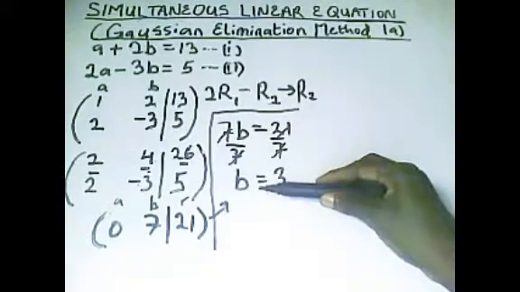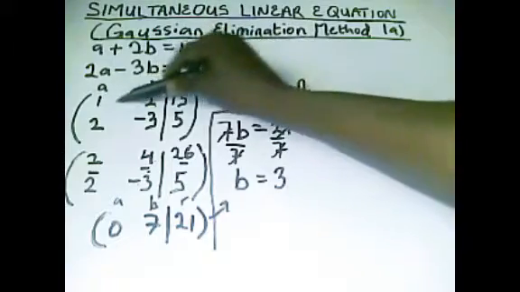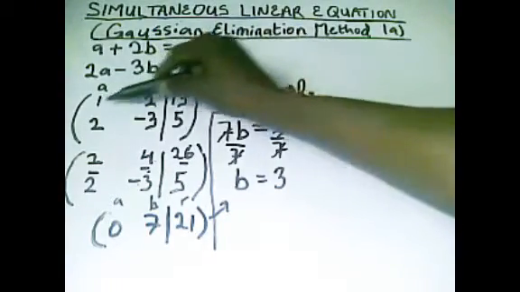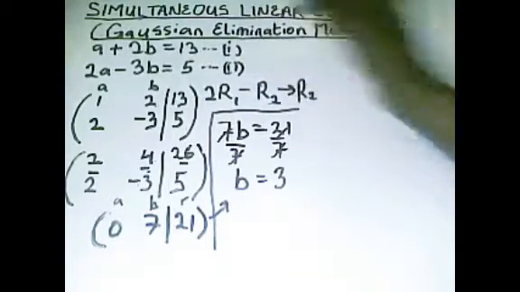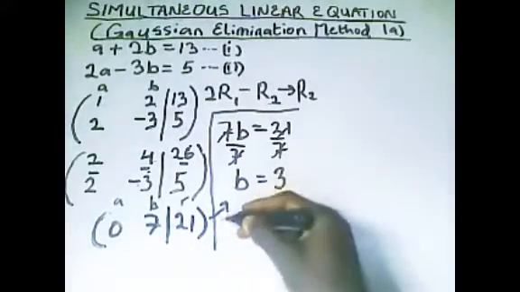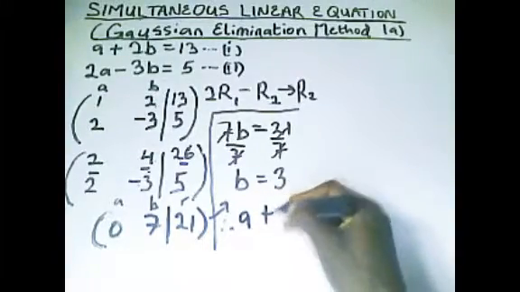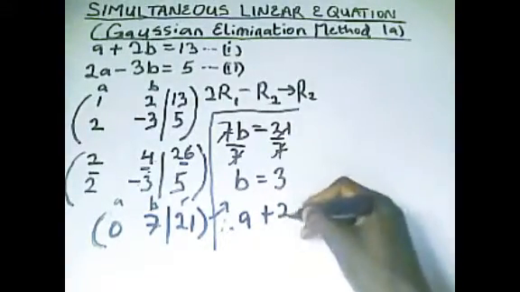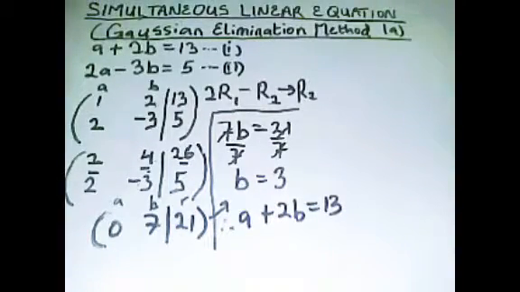Now we have gotten the value for B, all right, as 3. We are going to come up to the first row that we have here, where we have 1, 2, and 13, and write out the equation. So it means therefore we are going to have A plus 2B equals what? 13. That is what it means.